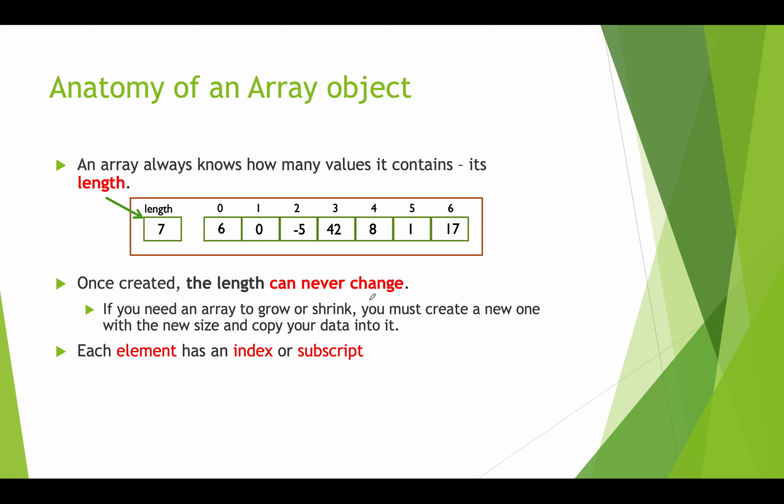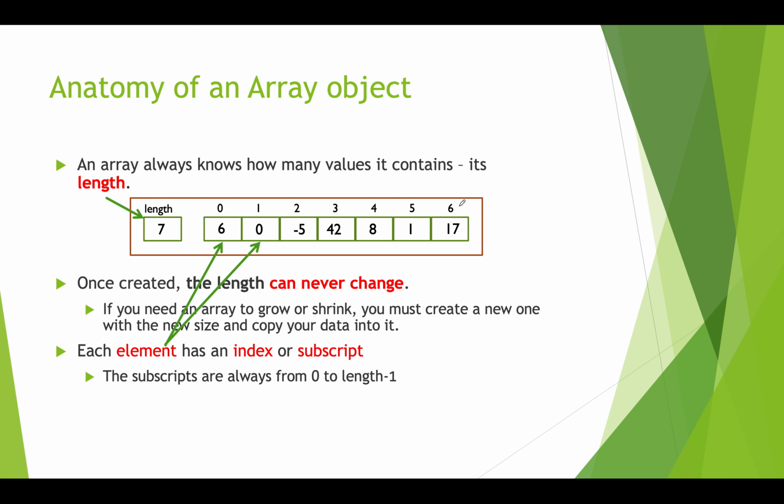Each element in an array has an index or a subscript. So this element is the number 6, and it has an index of 0. So there are a bunch of elements here, 6, 0, -5, 42, etc. And the subscripts go from 0 to length - 1. So our length is 7, the subscripts go from 0 to 6. And that's because, again, computer scientists always count from 0. So this should look familiar to you because strings are done the same way in terms of how we index the characters in a string.